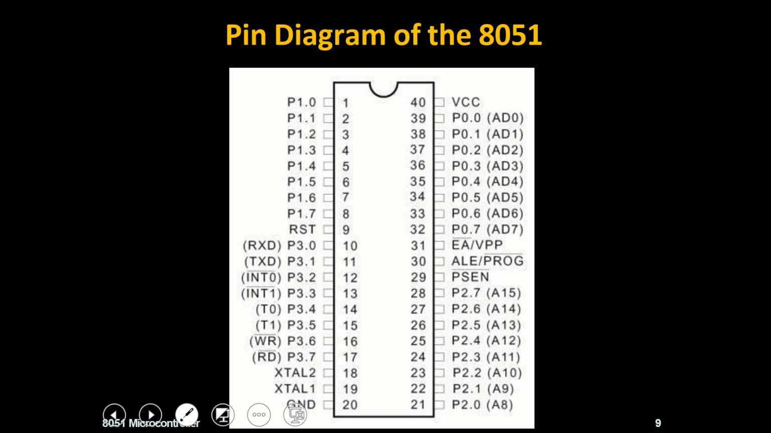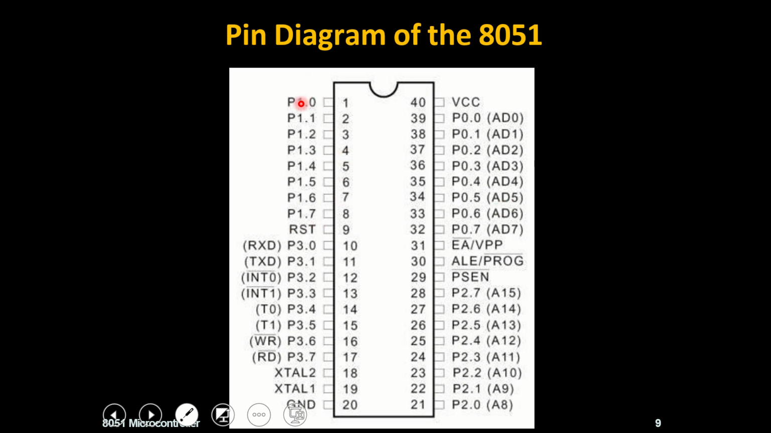This one is the pin diagram of the 8051. In this diagram we can see the 8051 has 40 pins, from 1 to 40. In that, the 40th pin is VCC and the 20th pin is ground. So these two pins supply the power for the 8051. Generally the 8051 is operated at 5 volts, and the 8051 has 4 ports: port 0, port 1, port 2 and port 3. Port 0 has 8 pins, from 0 to 7.